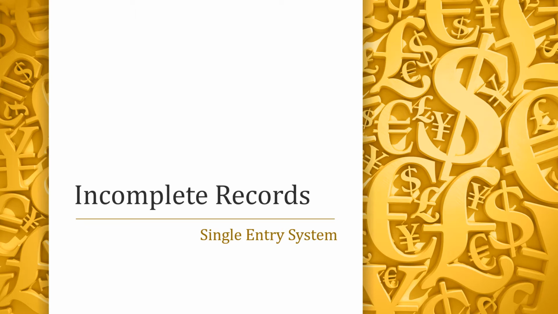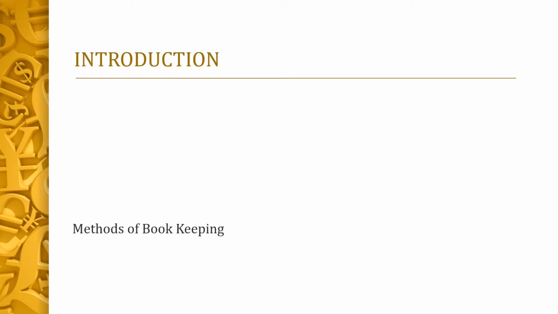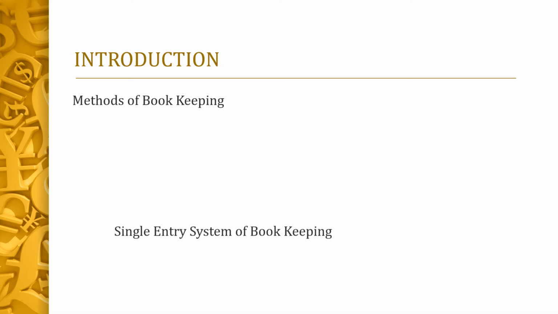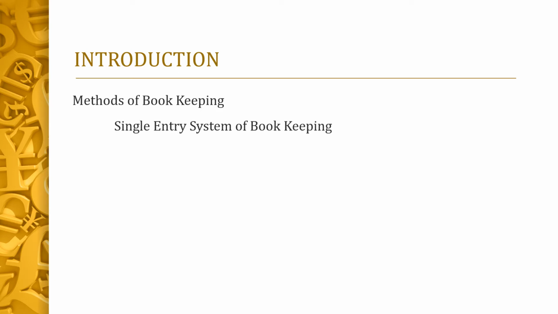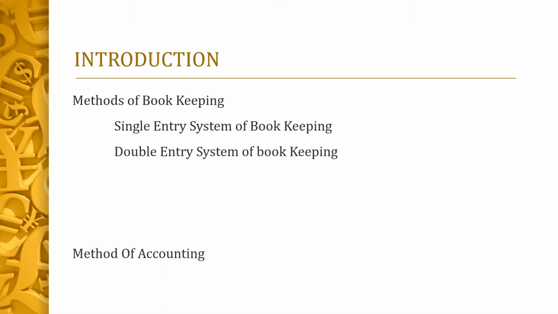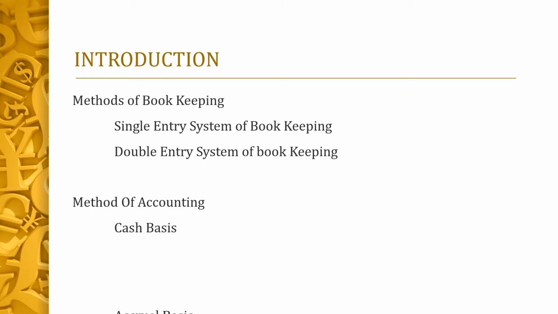Today we will discuss the first chapter of accounting for second year commerce, which is incomplete records, also known as the single entry system. As per the introduction of this chapter, we must know the different methods of bookkeeping. The first method is the single entry system of bookkeeping, and the second is the double entry system. In this chapter, we will discuss the first style, the single entry system. During the study, we have to know the different methods of accounting. The first is the cash basis method and the second is the accrual basis method.